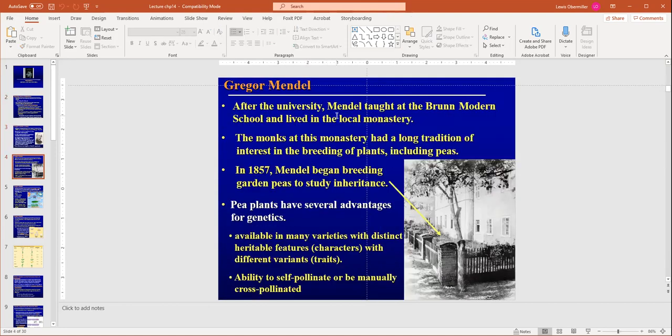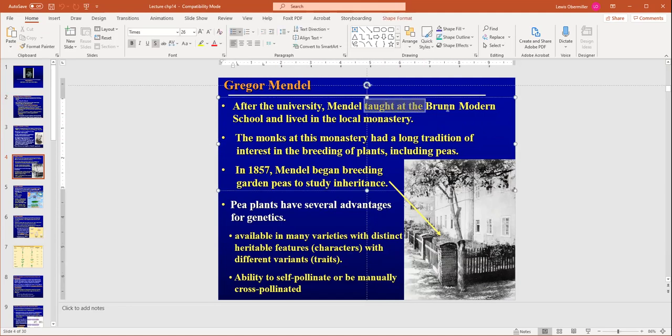So what Mendel did was, you don't need to know any of this stuff, I'm just telling the story, but he taught at the local monastery. He dropped out of school. He didn't want to be a physician. He was at this monastery teaching, and on the side, he decided that he wanted to plant plants. And he did this to see how things were inherited.